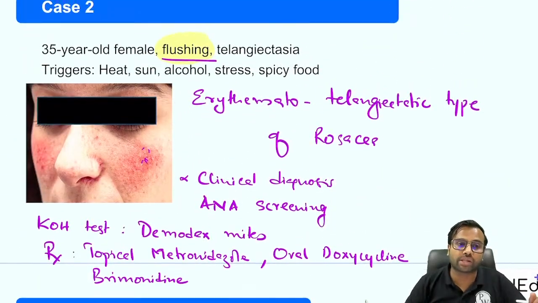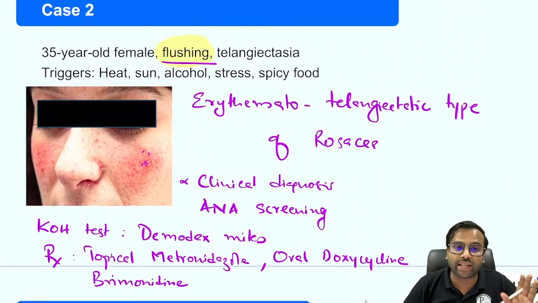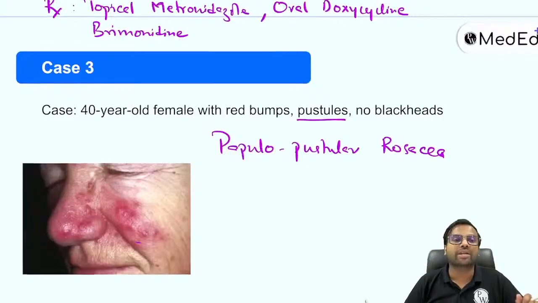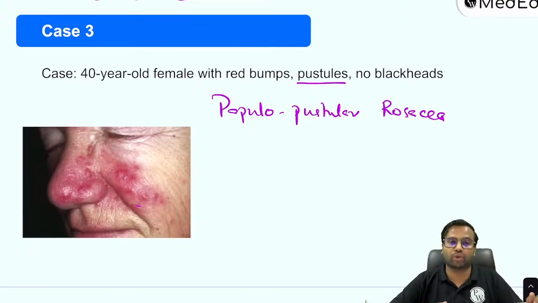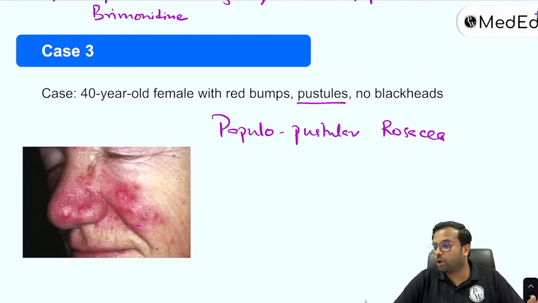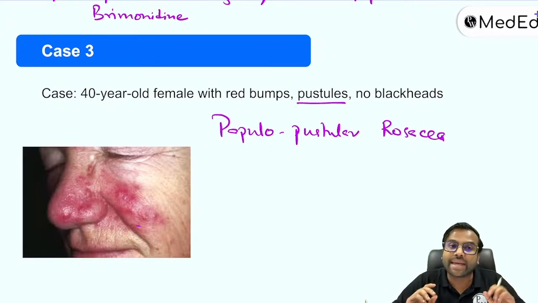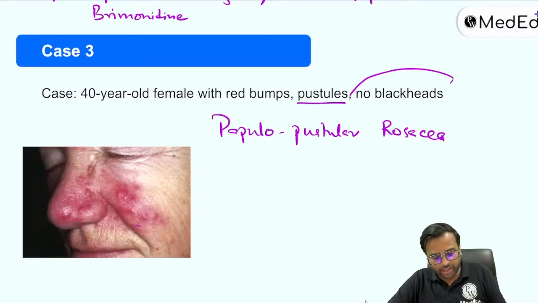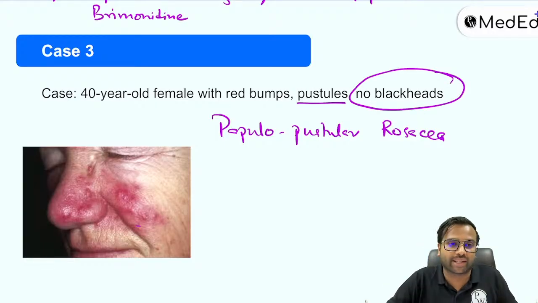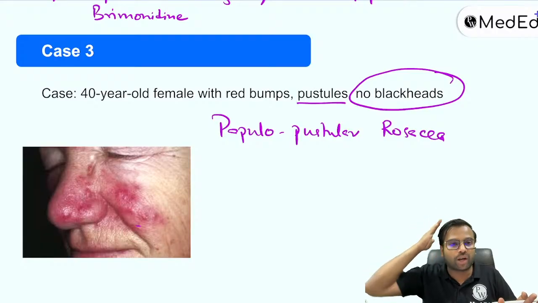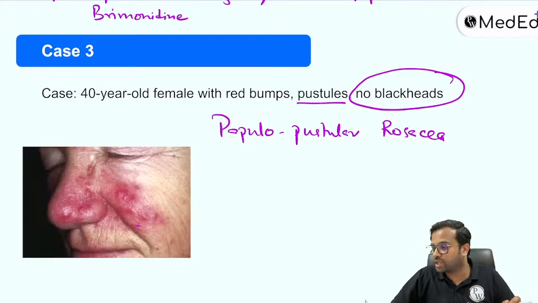where a patient can present to you with erythematotelangiectatic type of rosacea or papulopustular type of rosacea. And in papulopustular type of rosacea, we can easily rule out acne vulgaris because there are no blackheads or whiteheads, isn't it? If there were blackheads or whiteheads, this could have been acne rosacea. But since there are no blackheads or whiteheads, this is going to be called papulopustular rosacea.